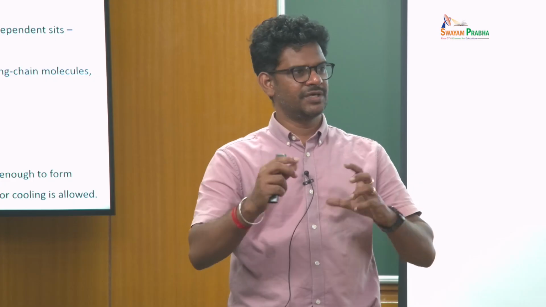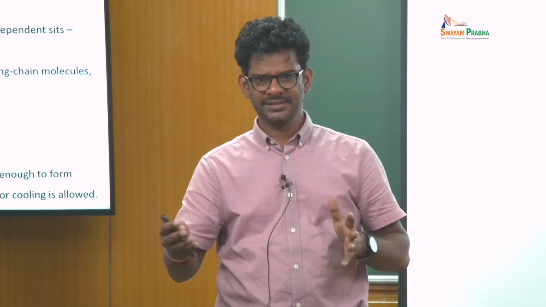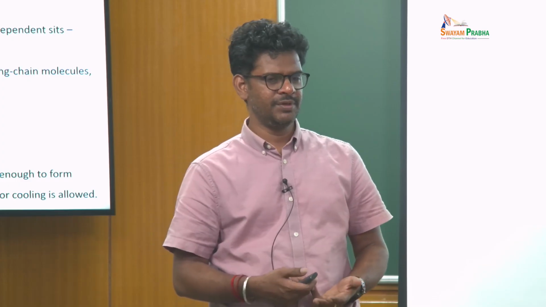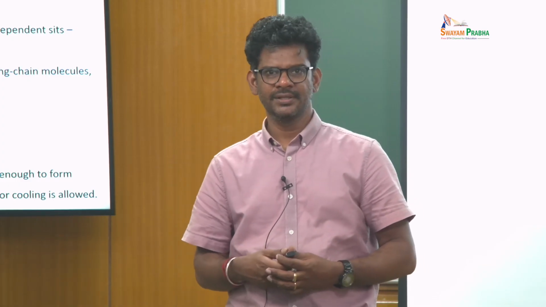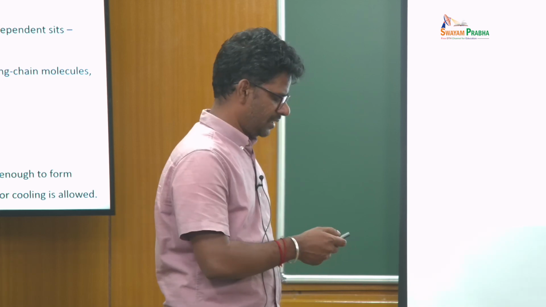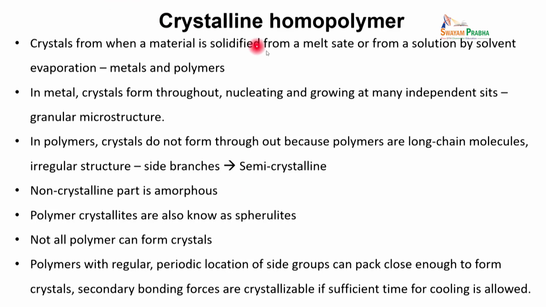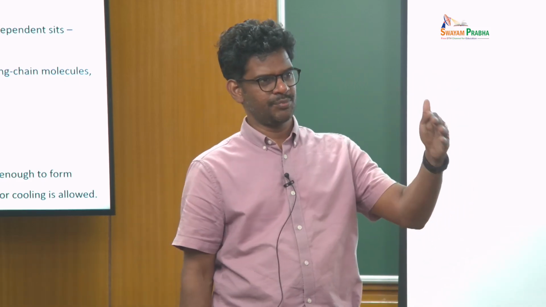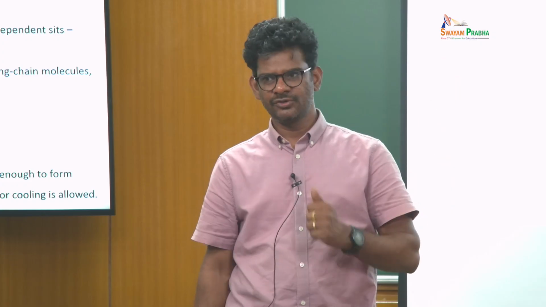If you have side groups which are bulkier and irregularly placed, you will not be able to pack them close. That means you will not be able to crystallize them, okay. Another factor is the cooling time. When you cool from a melt to a solid, there is a rate at which you are cooling, the temperature per unit time. That cooling rate also matters.